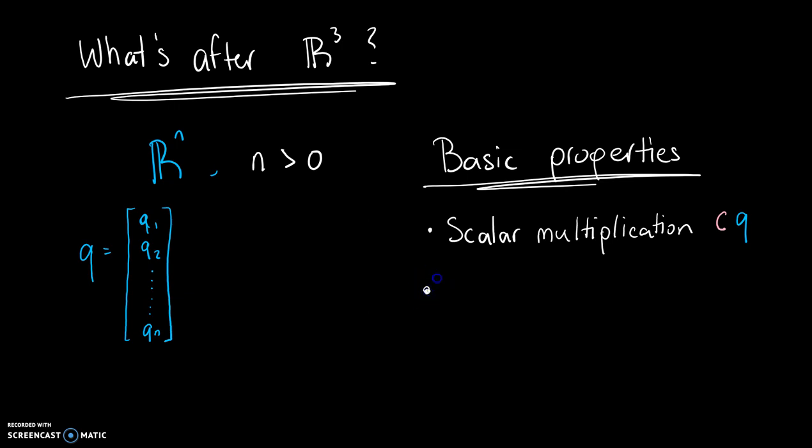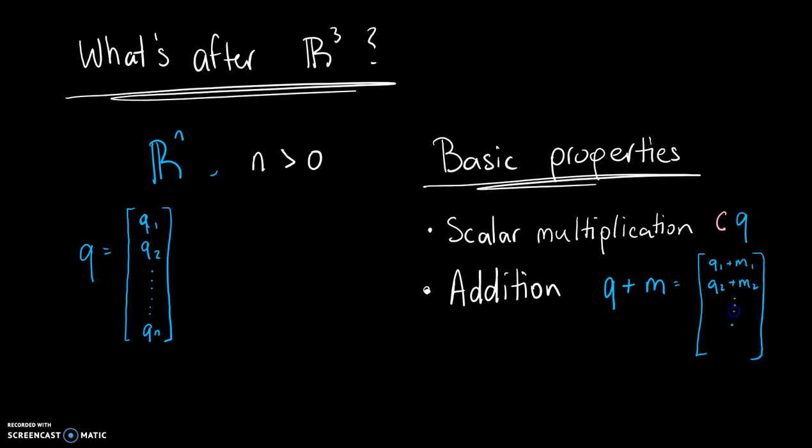So what are the other properties that we learned? We learned about addition. Let's say we had a vector q plus a vector m. Well, that is just equal to q1 plus m1, and so on, the element-wise addition of these two vectors. So we can see that the same things that are happening in R2 are happening in Rn, in really any dimensional space that we can think of, that we can represent with vectors.